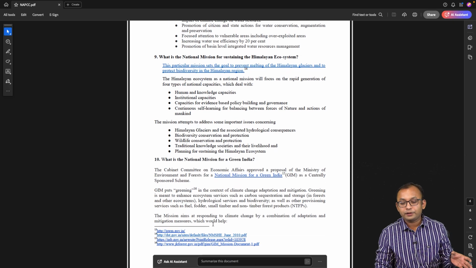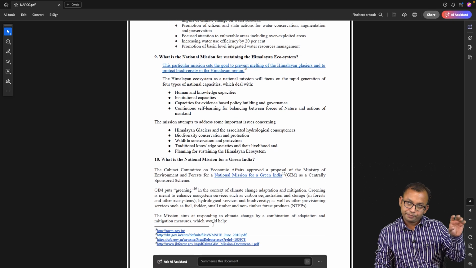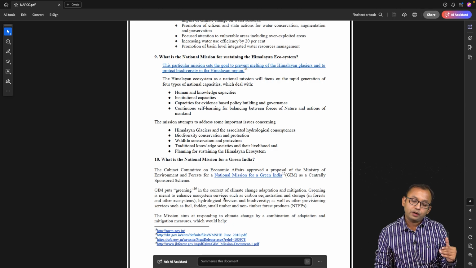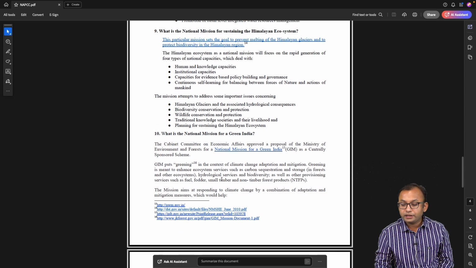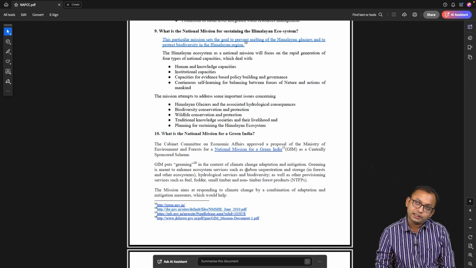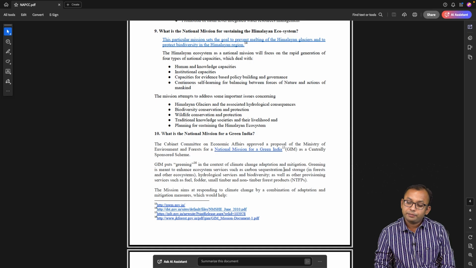Then there is another national mission under NAPCC, which is the National Mission for Green India, which is primarily looking at increasing the forest cover, or the greening of India, and which has been approved by the Cabinet Committee. So, basically it is looking at greening in the context of climate change, with adaptation and mitigation.